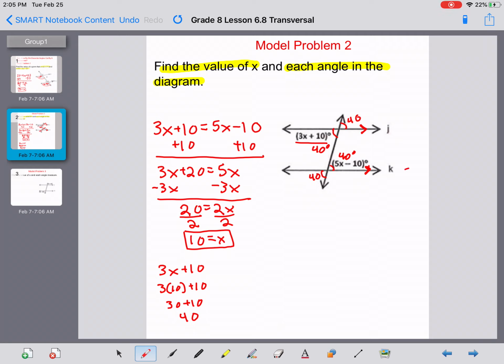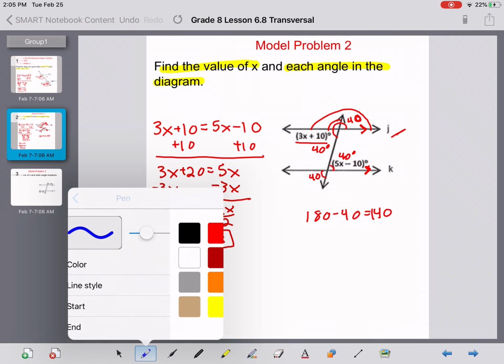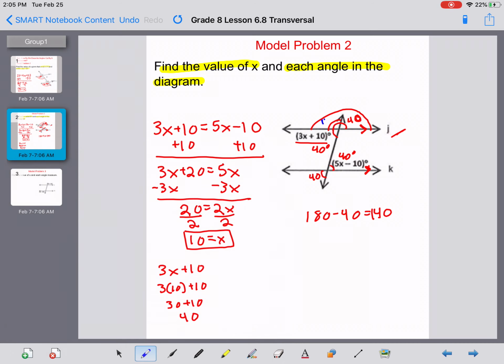Now I'm going to find this other angle over here. These two angles together are supplementary because they fall in the same straight line. So if I do 180 minus 40, I have 140. So the measure of this angle is 140. That means this angle is also 140 because it's a vertical angle.